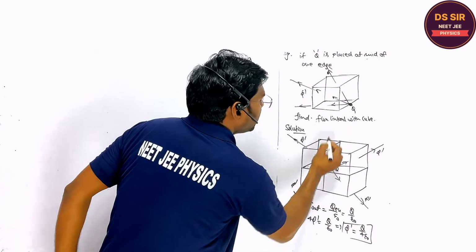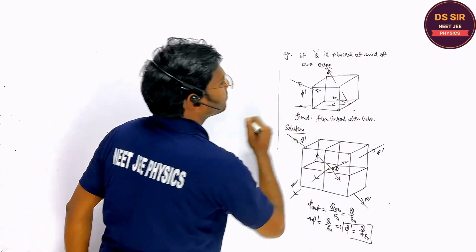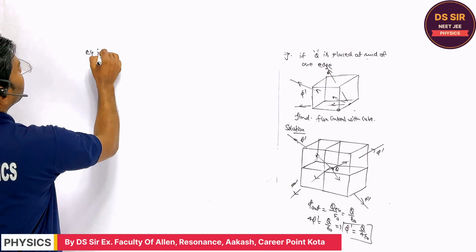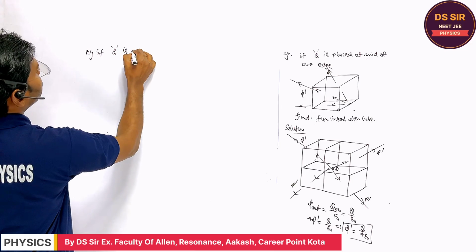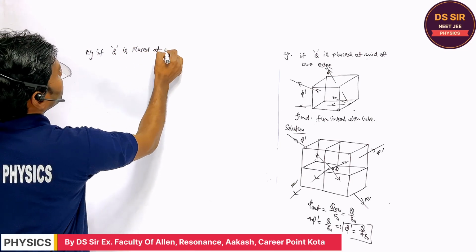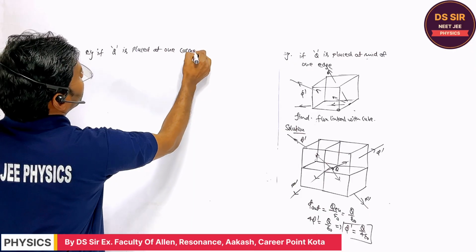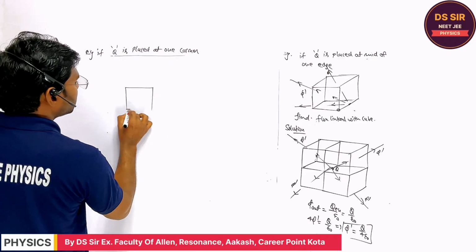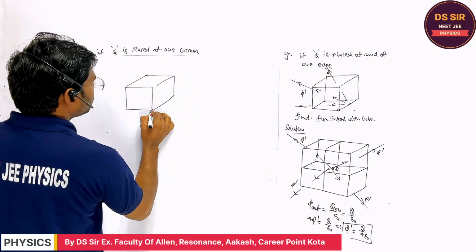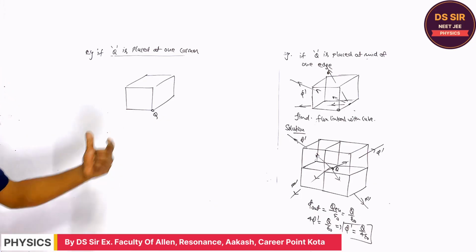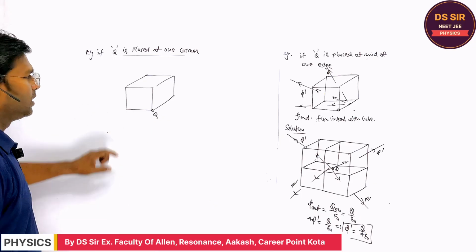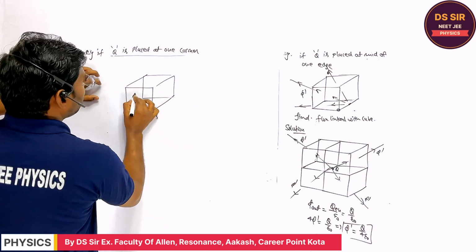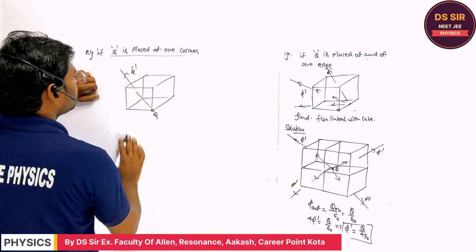Listen one thing. Now if this charge is placed at one corner instead of the mid of the edge, right? For example, if q is placed at one corner, suppose this is the cube, and the charge q is placed over here, then what is the flux linked with this cube? You tell. To find the flux linked with this cube, assume the flux linked with it to be phi dash, right?